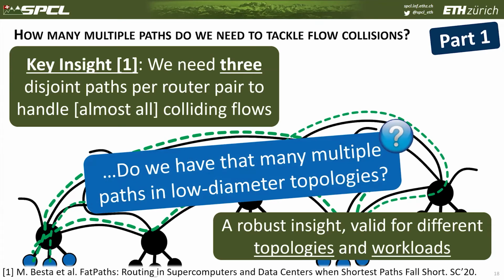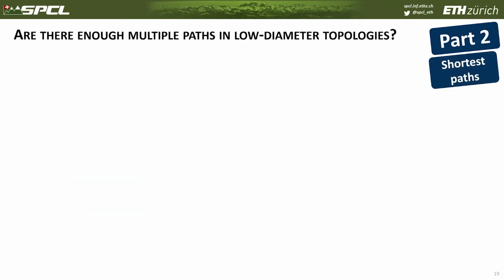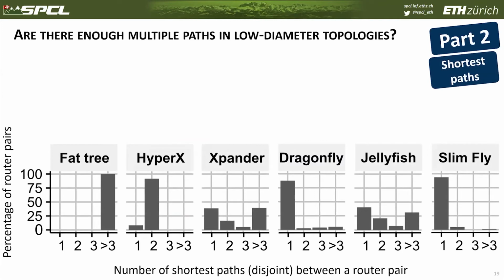And now the question is, do we have that many paths in these low diameter topologies? For this, let's take a look at these plots. This looks a bit complex, so let me explain. Each of these small plots corresponds to a specific topology. We have fat trees for comparison, and all the others on the right. Each of these plots is a small histogram.